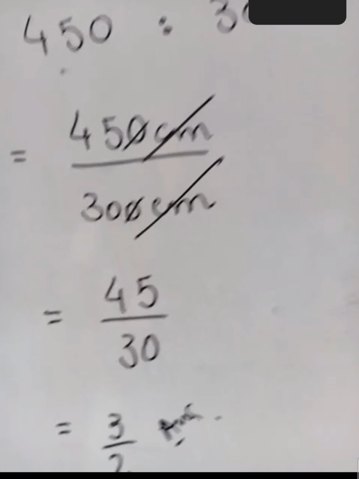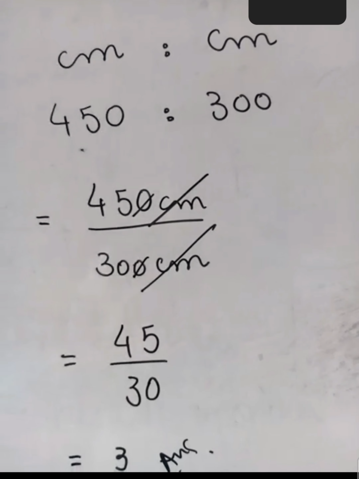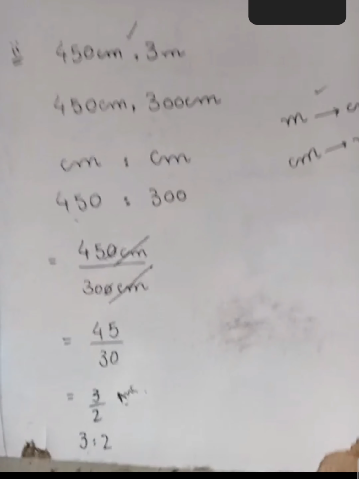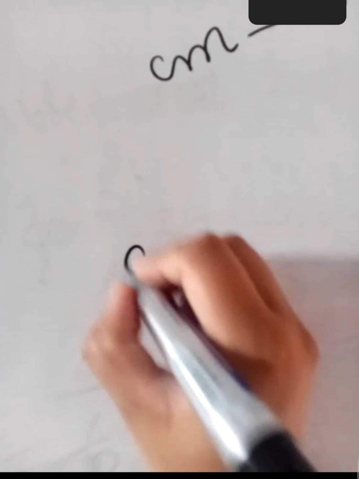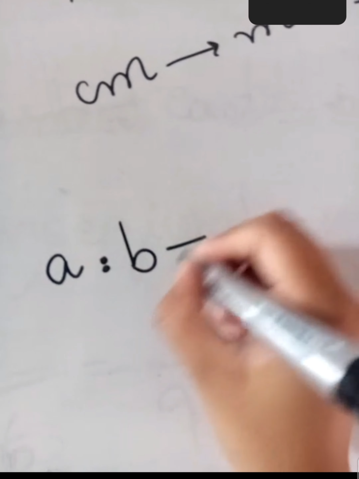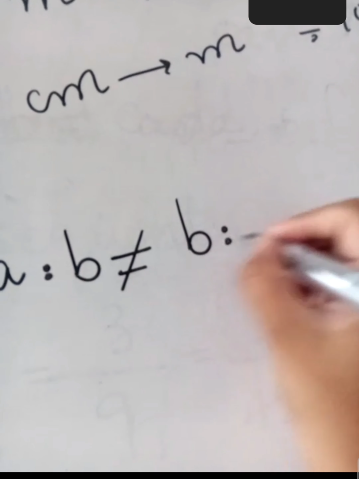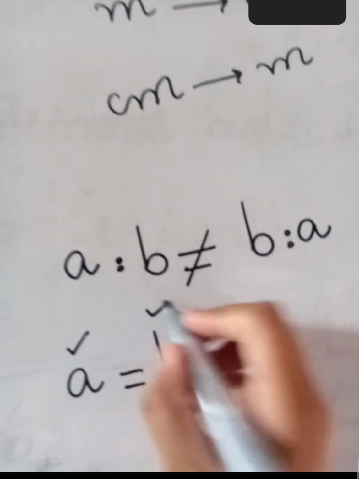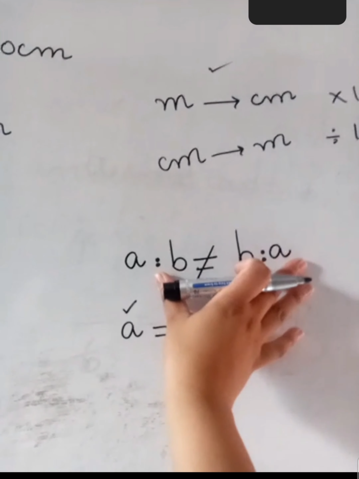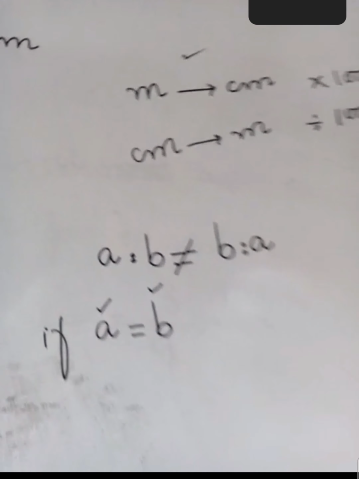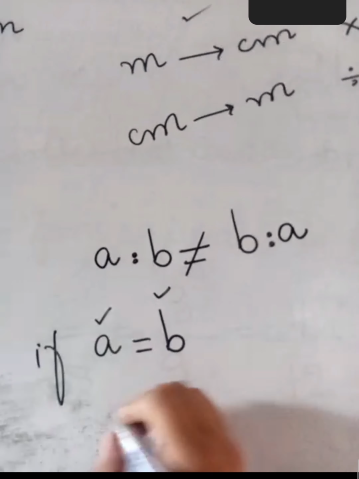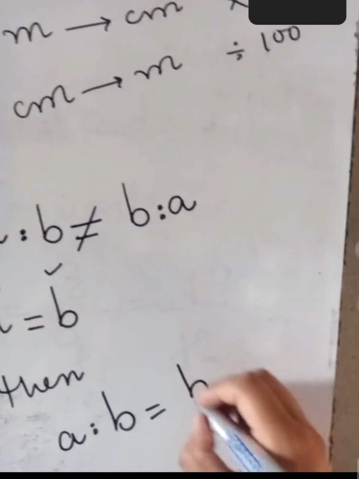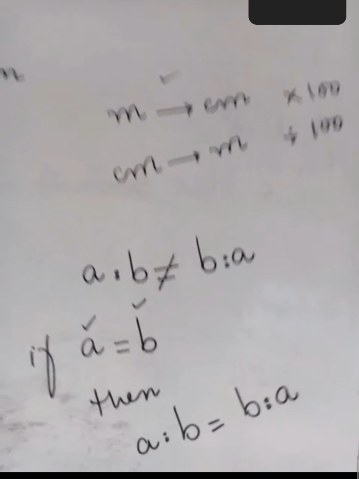And if you write it in the ratio form, what will it be? 3:2, 3 ratio 2. One important point to remember: A ratio B is not equal to B ratio A, unless A is equal to B. If A and B are equal, then this ratio exists. Otherwise, this ratio doesn't exist.